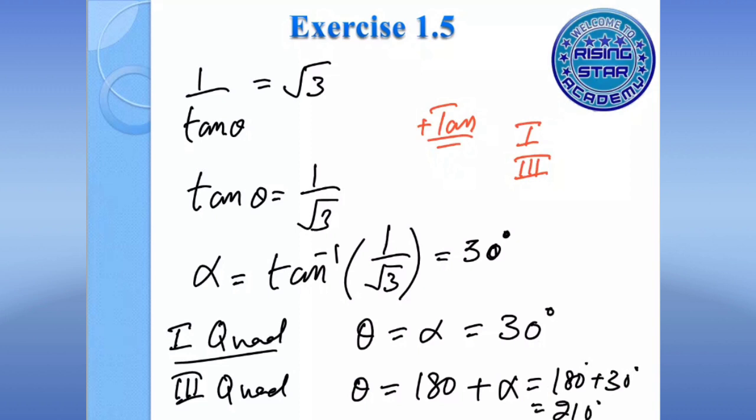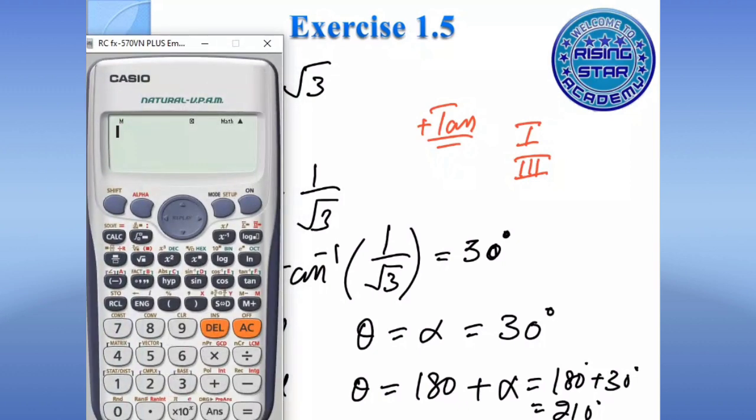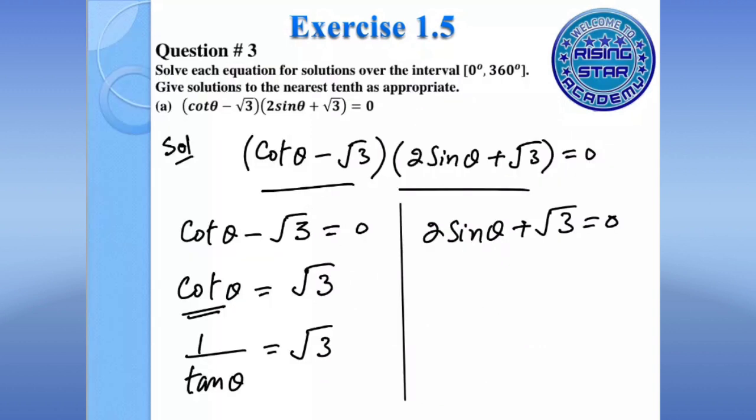Now I will verify by using the calculator. So let's check. We have tan of 30, so we have root 3 by 3. Okay, so the same thing. And we need to find the tan of 210. The same answer we got. Now we work for 2 sine theta plus root 3.